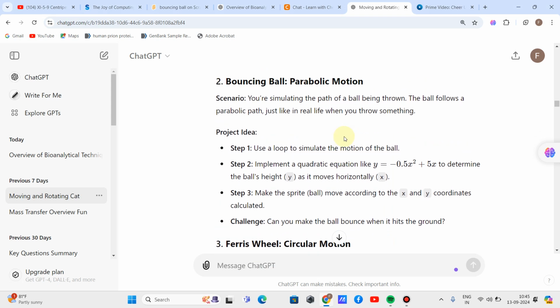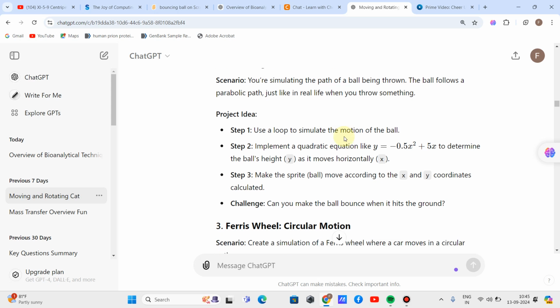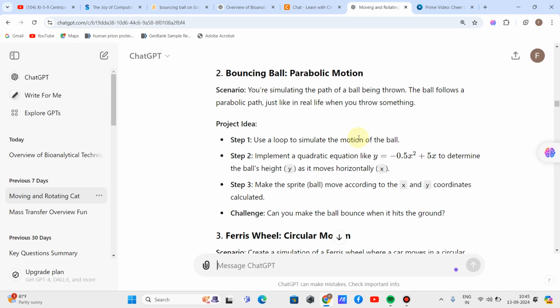You might have studied that any ball which is thrown at an angle from the ground makes a parabolic pathway. So I'm going to use loops to make the ball move and implement the quadratic equation for the parabola, which will be minus 0.5 x square plus 5x, to determine the y position of the ball horizontally and make the sprite ball move according to the xy coordinates calculated.